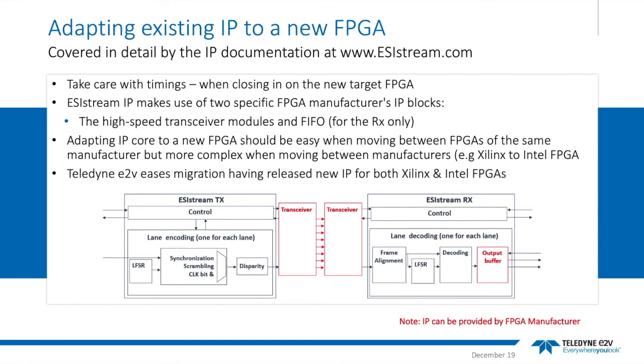ESIstream uses two specific IP blocks within the FPGA. They are the high-speed transceiver and, in the case of the receive-decode circuit, the FIFO. In reality, adapting IP to your FPGA should not be too traumatic, especially when moving between FPGAs from the same vendor. Teledyne E2V eases migration with the release of our new packages, as we're supporting both Xilinx and Intel.